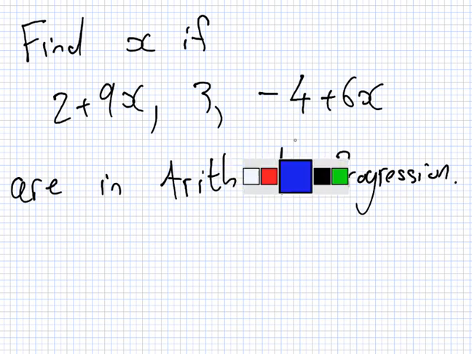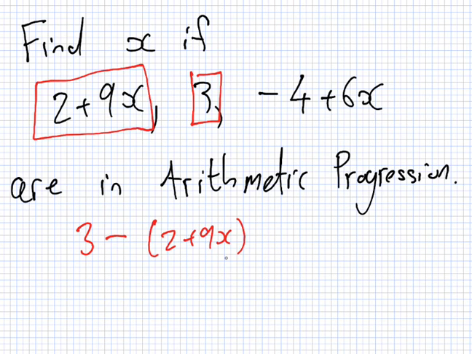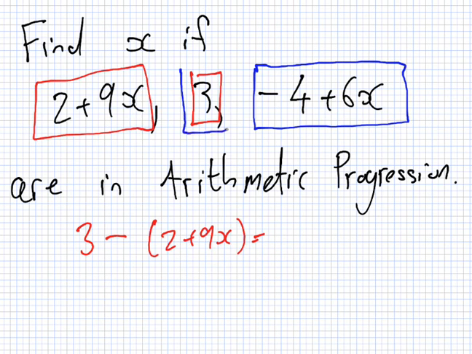Well, if you think about it, this number minus this number, what should that be? 3 minus 2 plus 9x. What should that equal? That should be d, shouldn't it? And then what about this? Minus 4 plus 6x minus 3. What should that number be? D. It should be d also. So I have minus 4 plus 6x minus 3, that's also d.